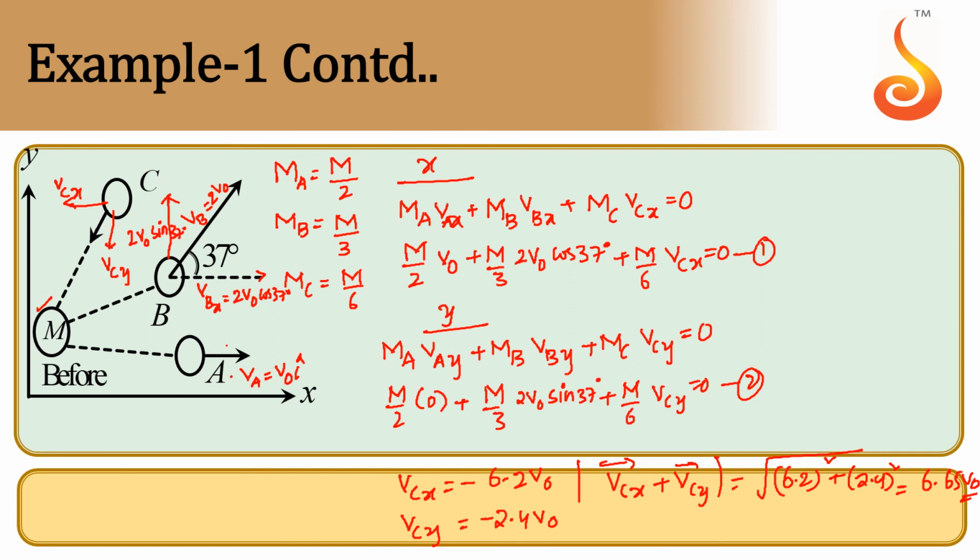So the magnitude is 6.65 V0, and the direction theta is equal to tan inverse of Vy by Vx, which is 2.4 by 6.2, which is equivalent to 21.6 degrees with respect to the x-axis.